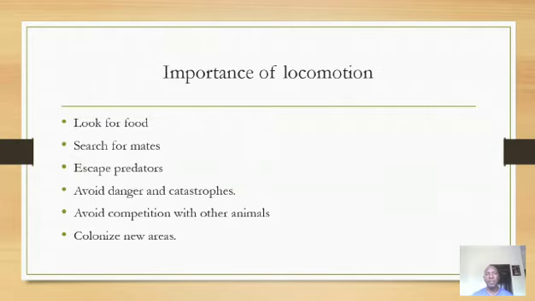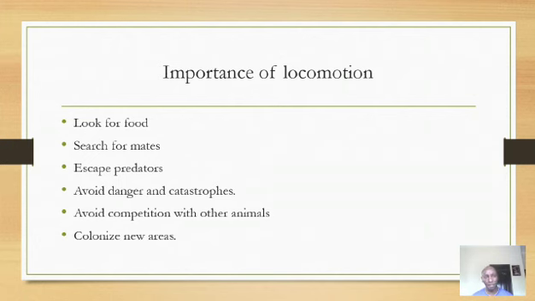What is the importance of locomotion? Why do organisms move from one place to another? Why do they keep moving from one place to another? To search for food, because they need to feed. They need to eat. Without eating, they will not survive. Therefore, they locomote in search for food.